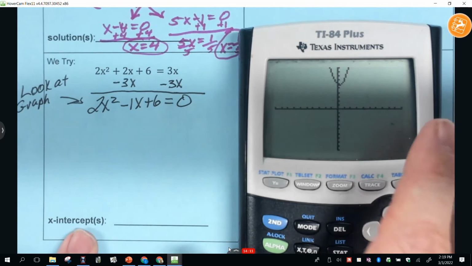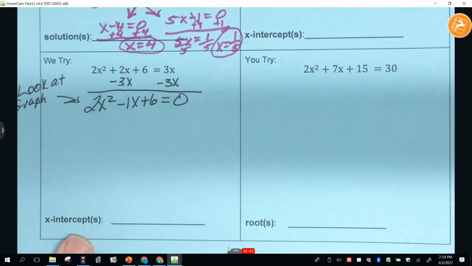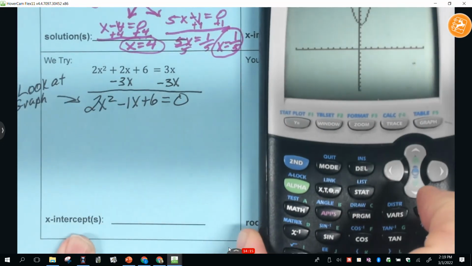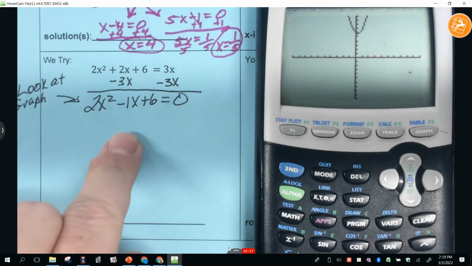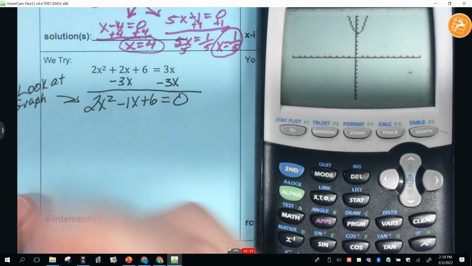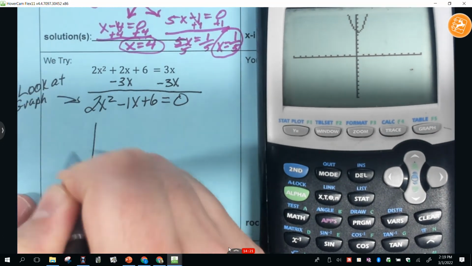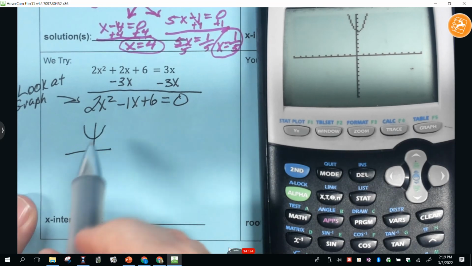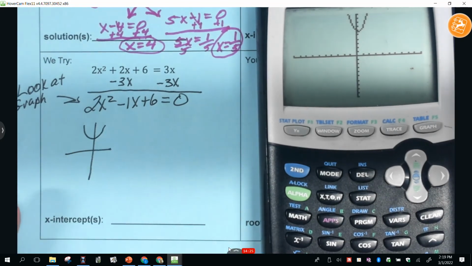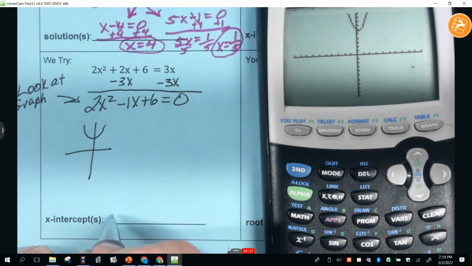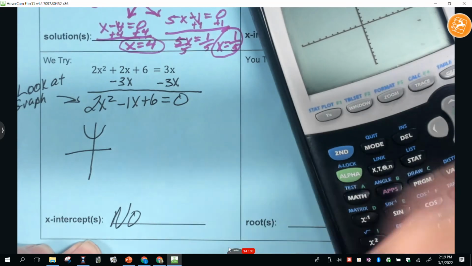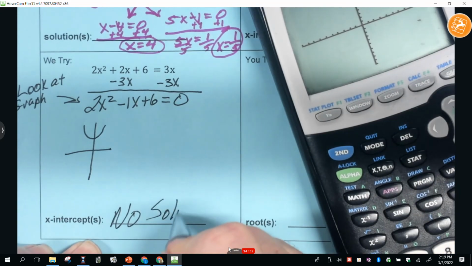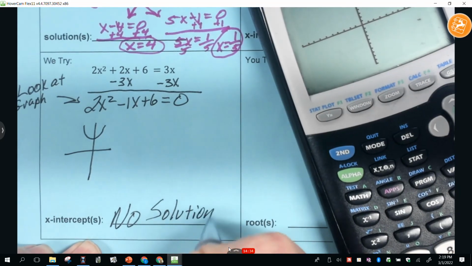So that means this doesn't have any x-intercepts, okay? So that means there are no x-intercepts. So the graph looks something like this. Okay, so that means there are no x-intercepts. So on this one, I'm just going to put no solution. No solution.